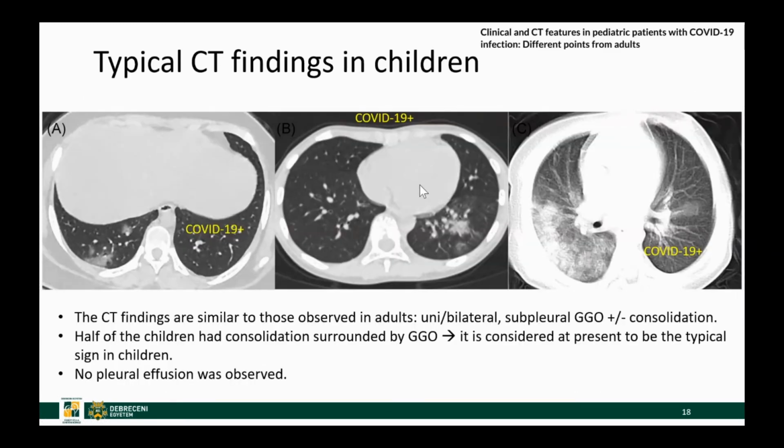This presentation wouldn't be complete without me discussing the appearance of this disease in children. And it's no surprise that even in children, we expect to see uni or bilateral peripheral ground glass opacities with or without consolidations. At present, consolidations surrounded by ground glass opacities are thought to be the typical signs of COVID-19 in children. Pleural effusion is something that we do not expect.